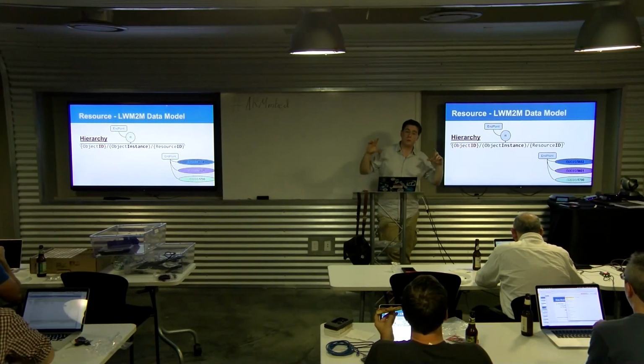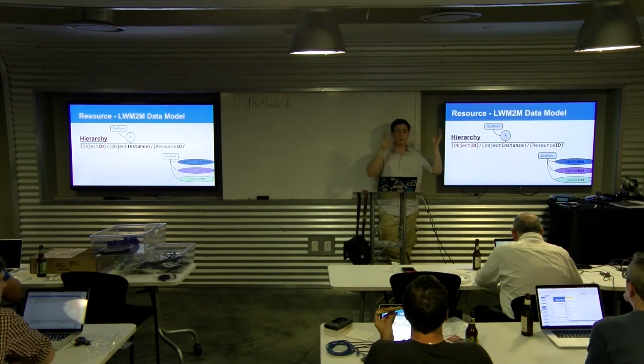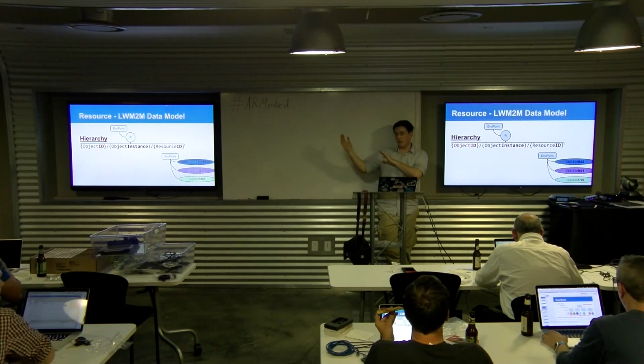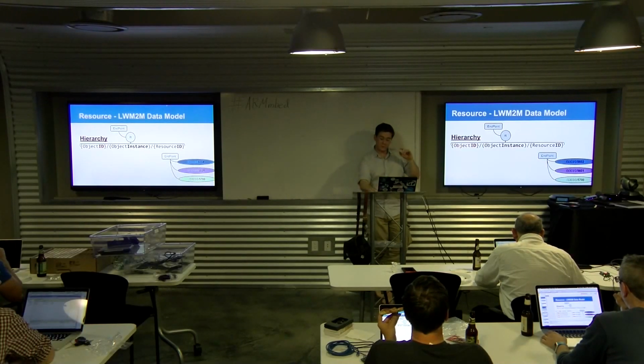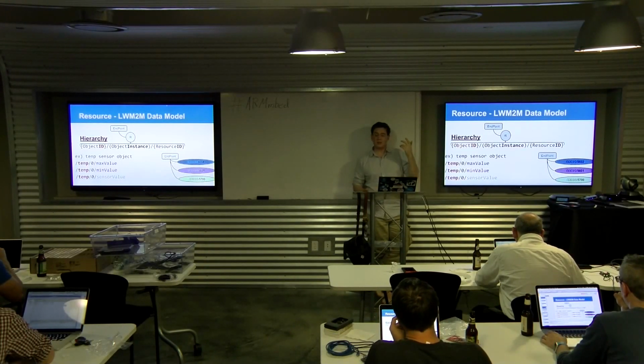Each resource breaks up into 3 levels. There's an object ID, an object instance, and a resource ID. And I'm going to drill these 3 things into you over and over and over again for the next 2 hours because they're very, very important to how you find things. To that end, let's take an example.